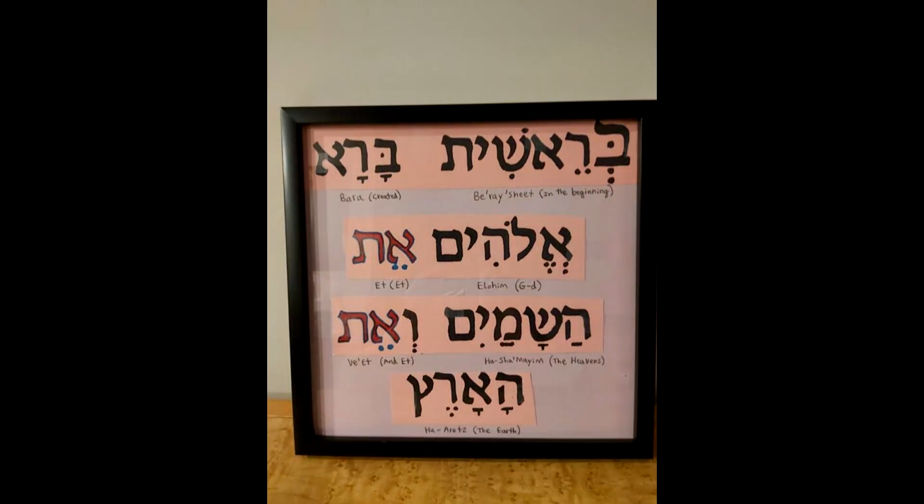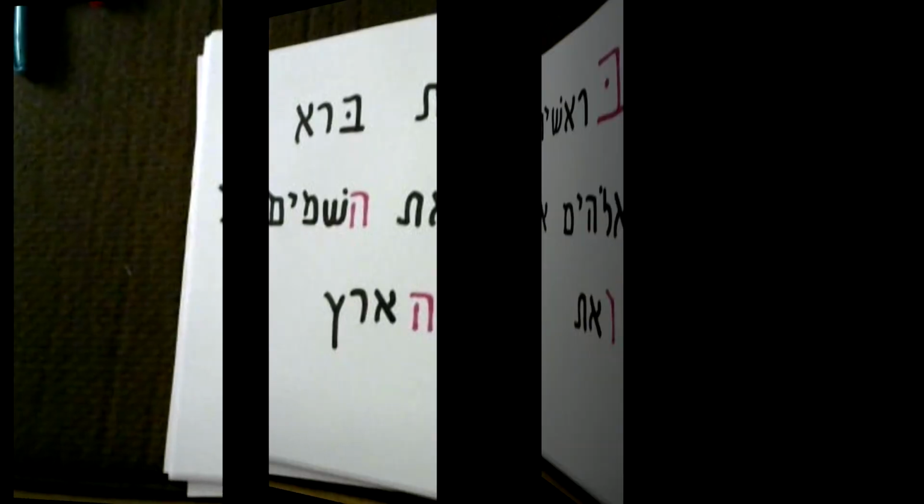Going to do a teaching on Genesis 1:1, Bereshit 1:1. Here's some wall art I made, reading from right to left. Bereshit bara Elohim et hashamayim ve'et haaretz. In the beginning created Elohim the heavens and the earth.